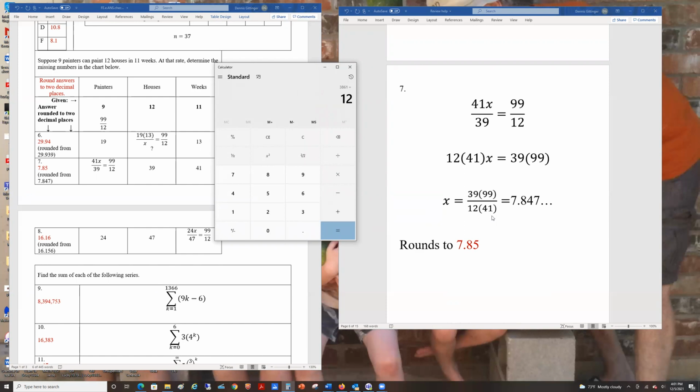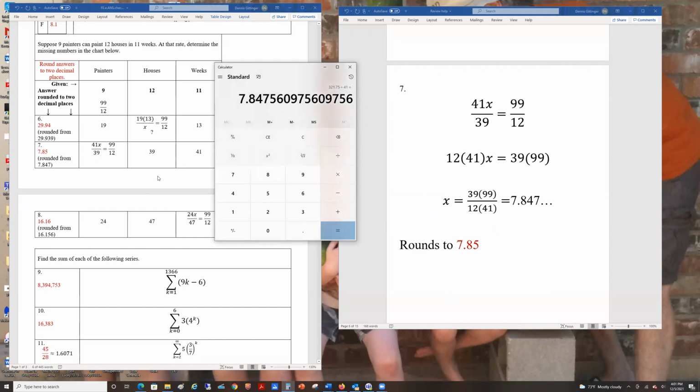I can just do 39 times 99 divided by 12. Now, here's the tricky part. It's 12 times 41, but I'm not using parentheses around 12 times 41. So I'm going to divide that by 12 and then divide that by 41. 7.847, and the 7 is big enough to bump it up to 7.85. And there it is.